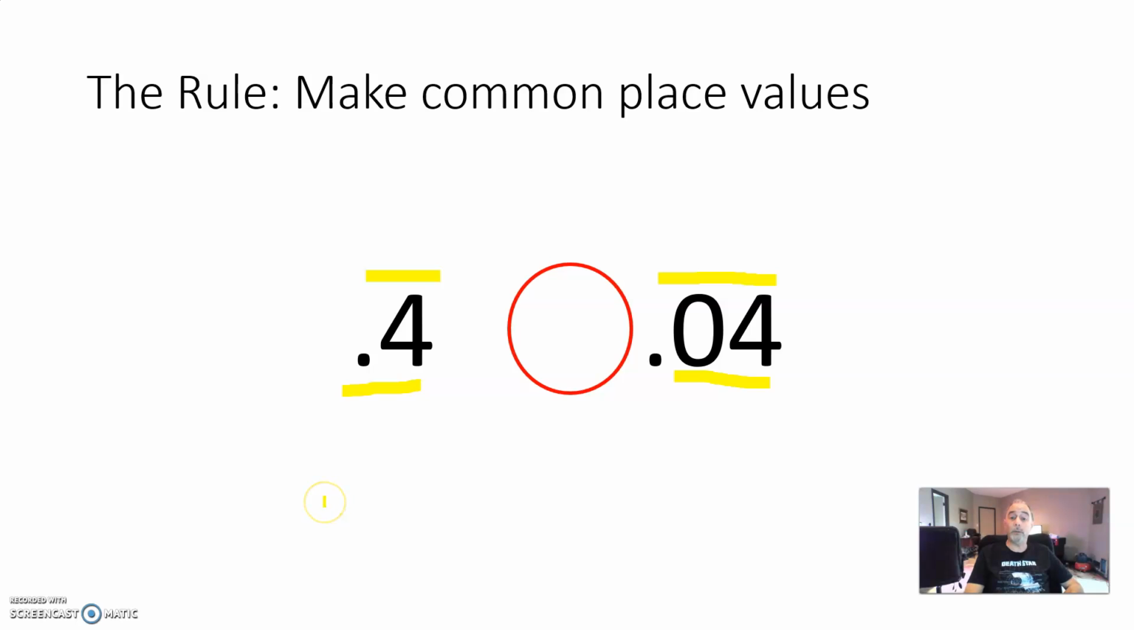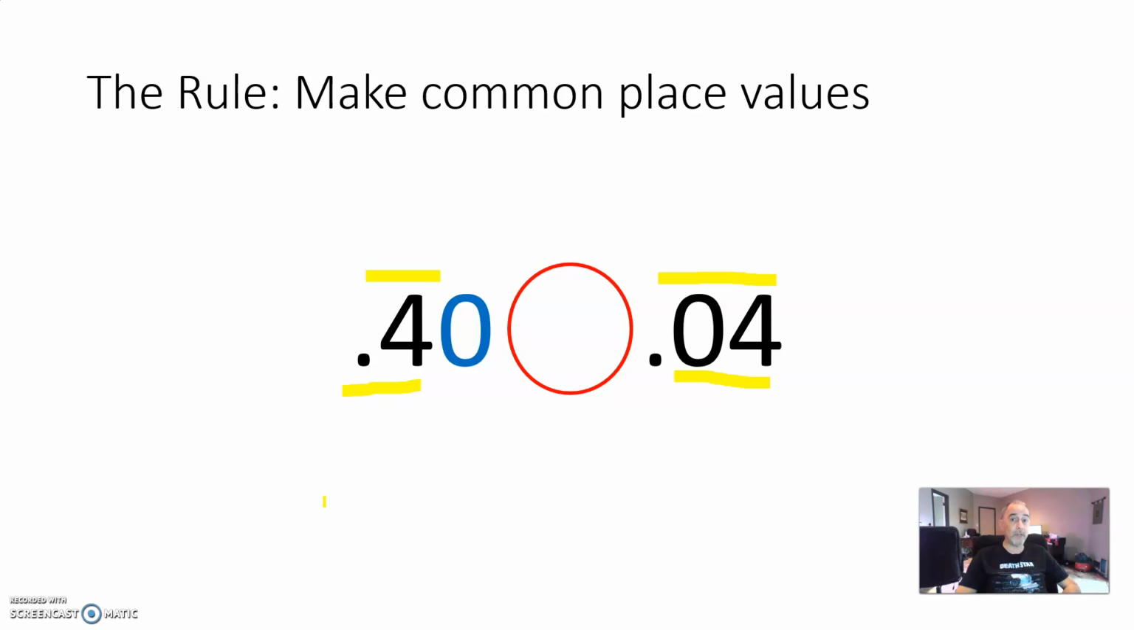So what do we need to do? We need to add a 0. We need to make common place values. Just like in fractions, when we compare two fractions, you've got to have common denominators. Well, when you compare two decimals, it helps to have common place values. So what am I going to do? I'm going to add a place value to 4 tenths. I'm going to add a 0. And I am going to make 4 tenths 40 hundredths.